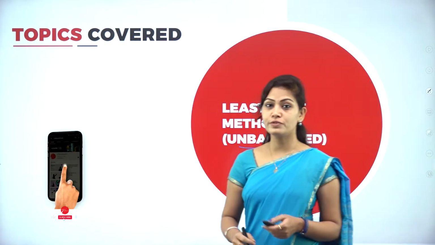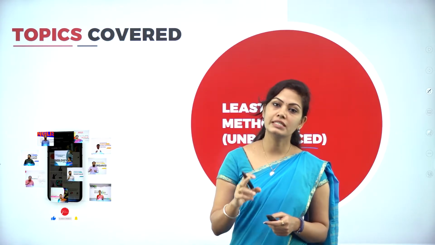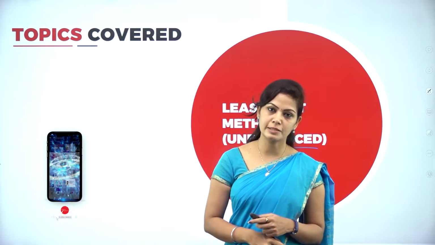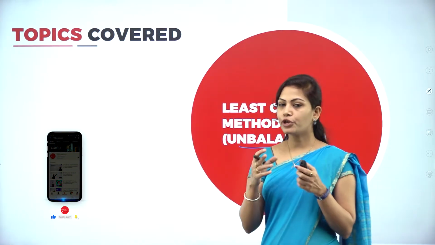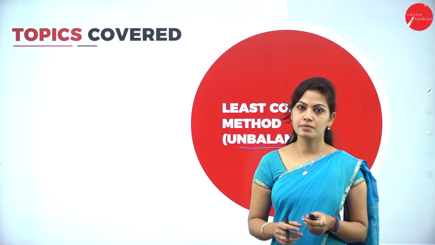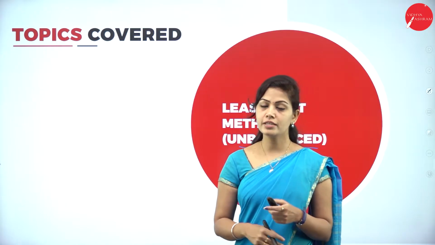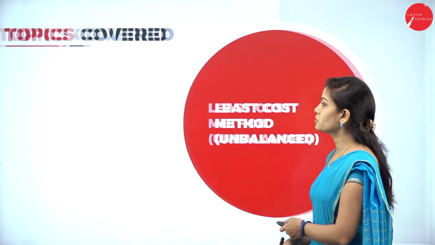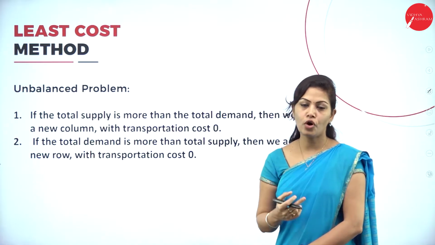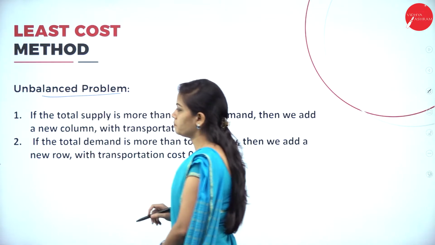So what is the meaning of this unbalanced? If your demand value is not equal to supply, then we can call it an unbalanced transportation problem. So if you get an unbalanced problem, how to make it balanced? Already I have discussed this in the northwest corner method also, right? So if you get an unbalanced problem, you have to make it balanced by adding a dummy row or dummy column.